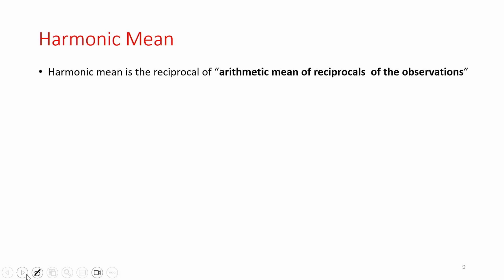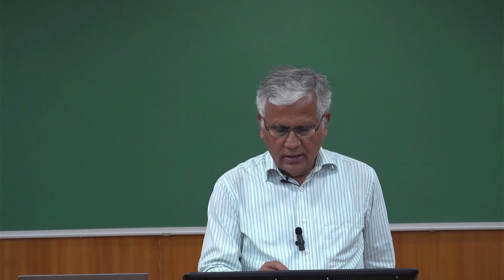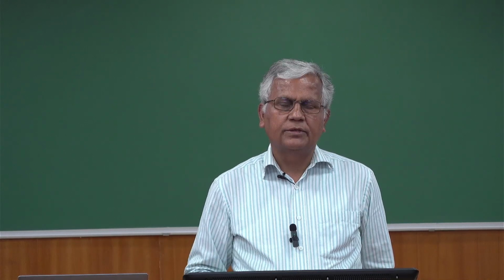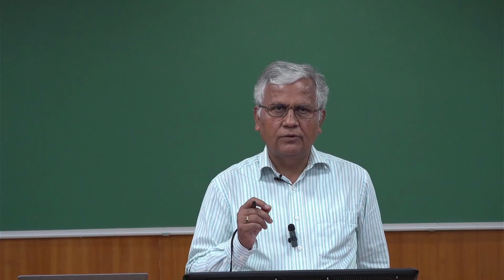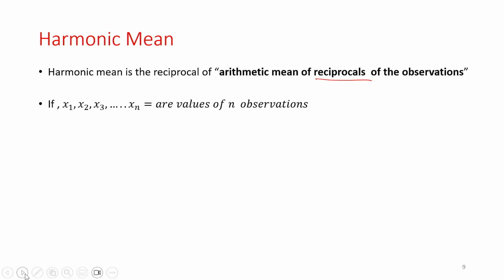Now comes another type of mean that we calculate also in textile. It is called harmonic mean. Harmonic mean is, by definition, the reciprocal of the arithmetic mean of the reciprocals of the observations. So harmonic mean is the reciprocal of arithmetic mean of reciprocals of observations. So let us say x1, x2, x3 up to xn are the values of n different observations.